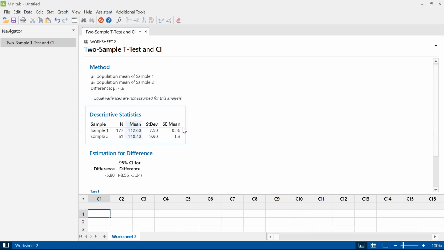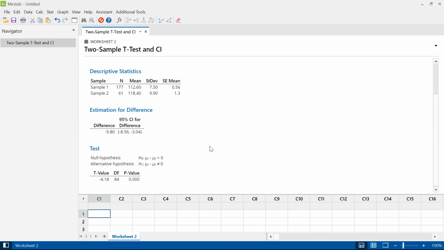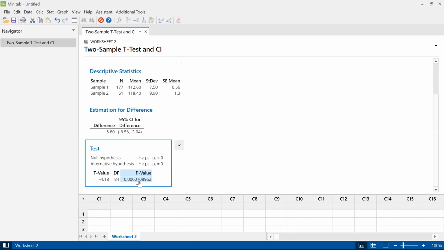All right, so those are the numbers we plugged in. And it looks like our difference was that group 2 was bigger by 5.8, and then we have a confidence interval for that difference. That's not what we were asked for. What we were asked for is this p-value, and it looks like it's small. It's 0 to many decimal places. You get into the 5th decimal place. So the 7 is in the 5th decimal place. The previous decimal places are lower.